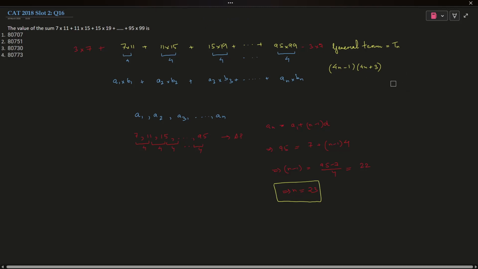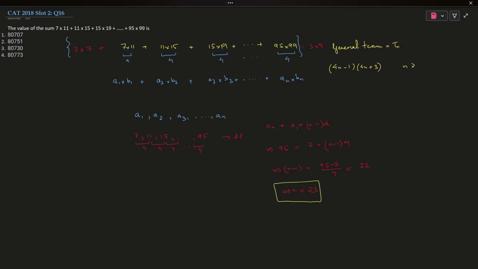I will calculate this and then subtract the last term. So here I can say this is for n greater than or equal to 1. This is the general term. So this will come out to be 4 into 4 is 16, and square, so 16n square plus 8n minus 3.